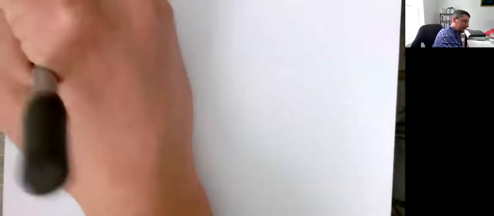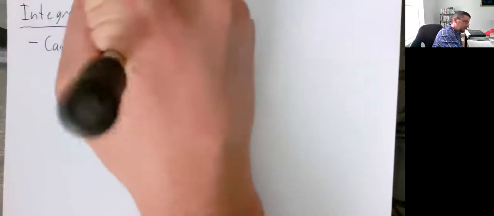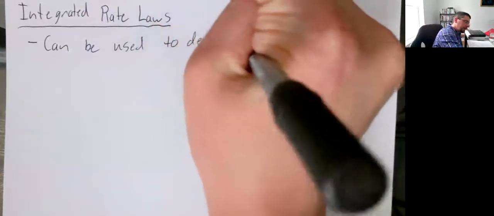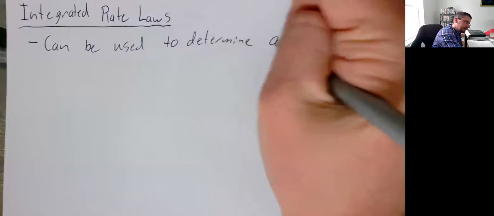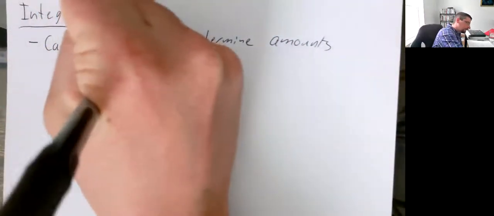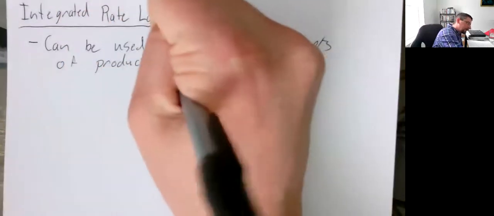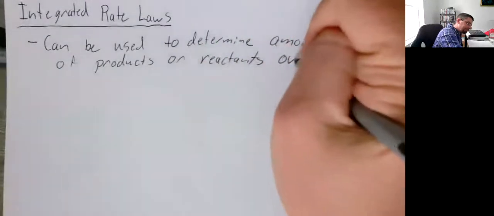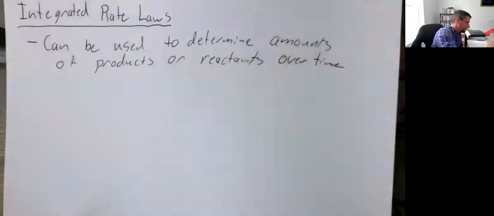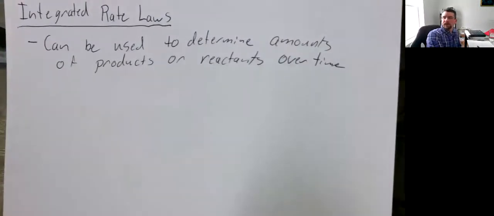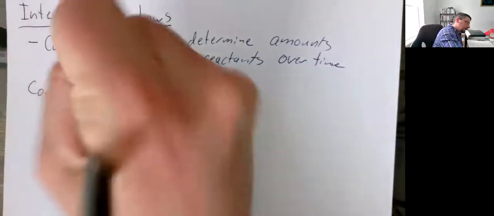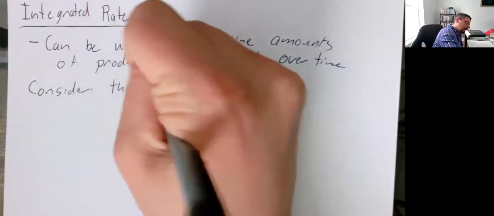So integrated rate laws can be used to determine amounts of products or reactants over time. Okay. So how is that done? Well, let's consider a first order reaction. So consider the following first order reaction.